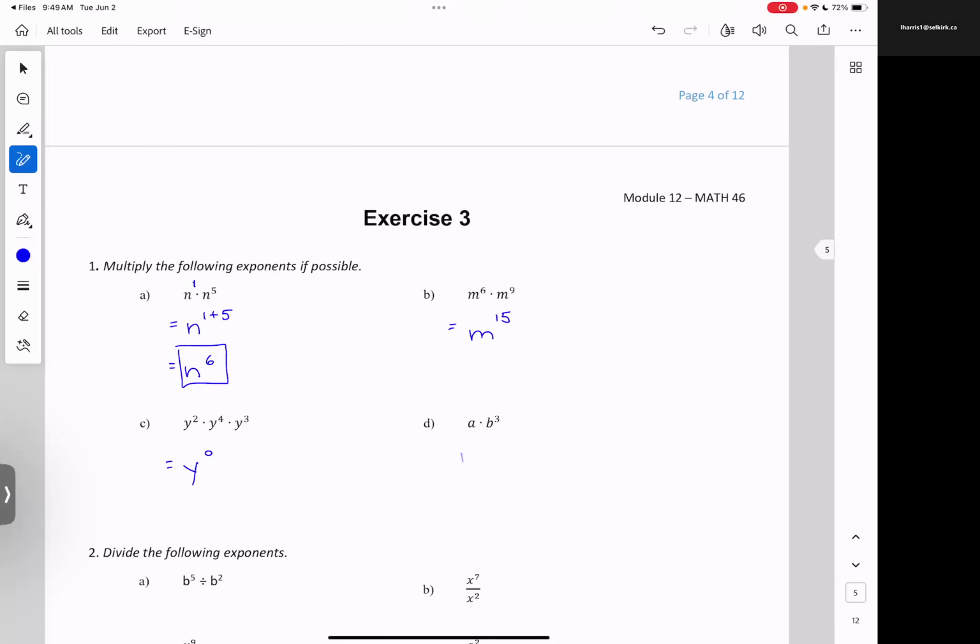And in the last one, we can't simplify. No simplification possible, because they're different bases, we can't add those exponents together. They're from different things.